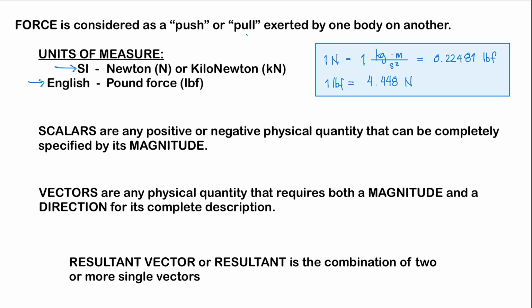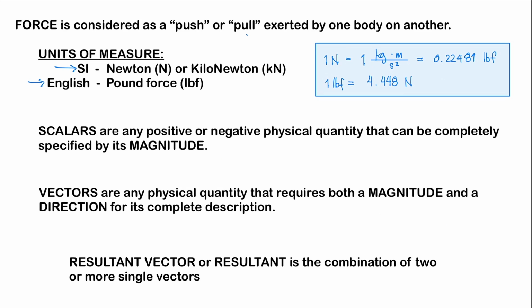Now for the conversion of our units, we have 1 Newton, that is equal to 1 kilogram meter per second squared, or 0.22481 pound force. And we have 1 pound force that is equal to 4.448 newtons. Alright?